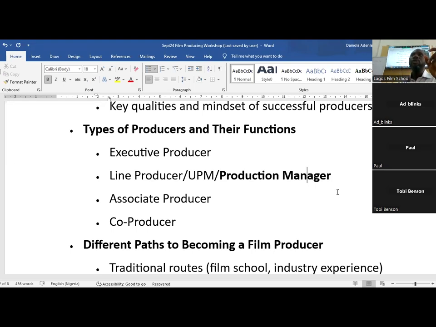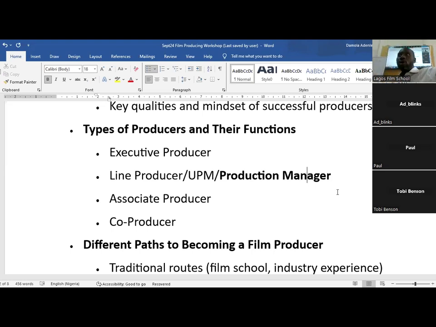So: line producer, unit production manager, and production manager. If the film is large, with war scenes for example, where there are crowds fighting, like in Game of Thrones, they have scenes where there's a big war, but we are focusing on two people in the war. The director focuses on those two actors. He's directing them, and he would have his own assistant director and production manager.